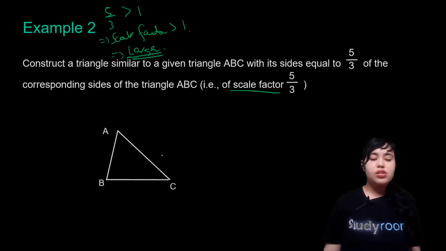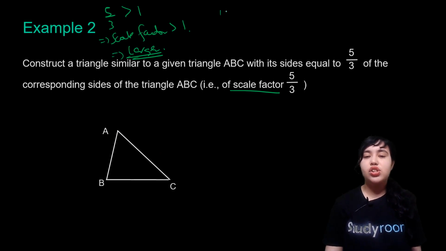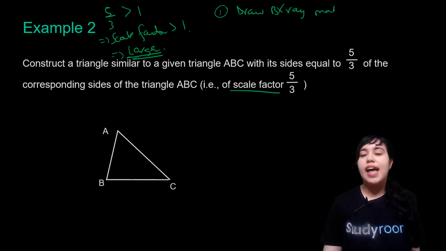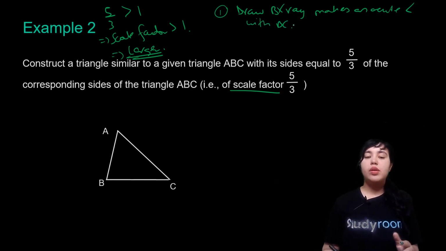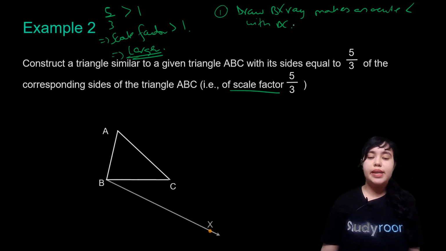So we have been given this triangle ABC. Again, we will construct a ray BX. So draw ray BX, which makes an acute angle with BC. Again I repeat, you can make a ray with A also, with C also, but here let's just go by BX. So this makes an acute angle with this side BC of the triangle.